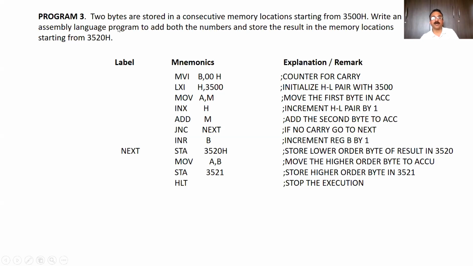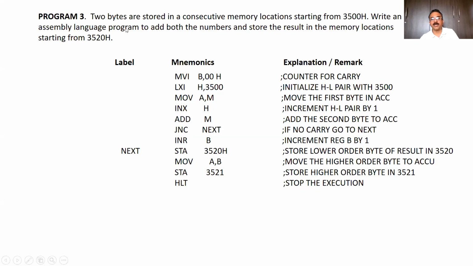Another thing in the 3rd program, I just want to mention here: 2 bytes are stored in consecutive memory locations starting from 3500. Instead of 2 bytes, if 2 BCD words are added over here, then the program remains the same. Only one instruction you'll have to add in the program after this ADD M instruction, that is DAA, which we have already seen in my first video. So the rest of the program remains the same. No counter will change, nothing will change.